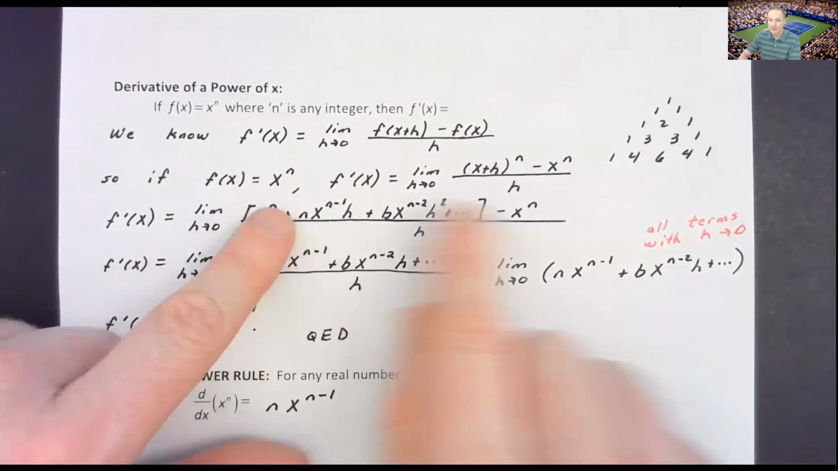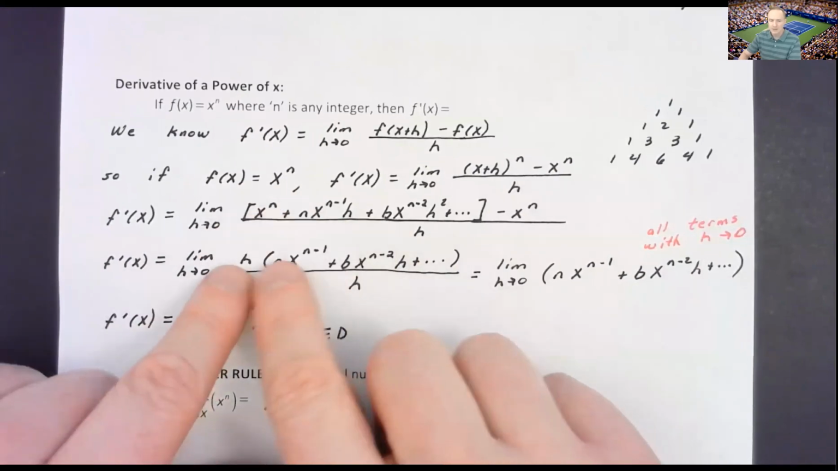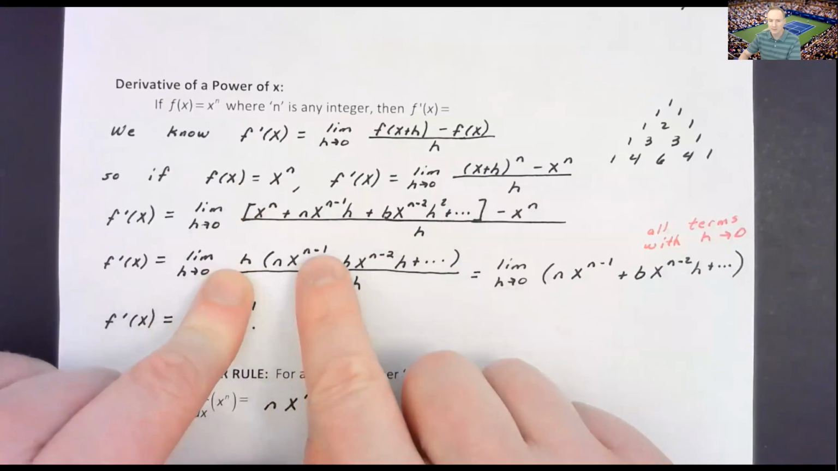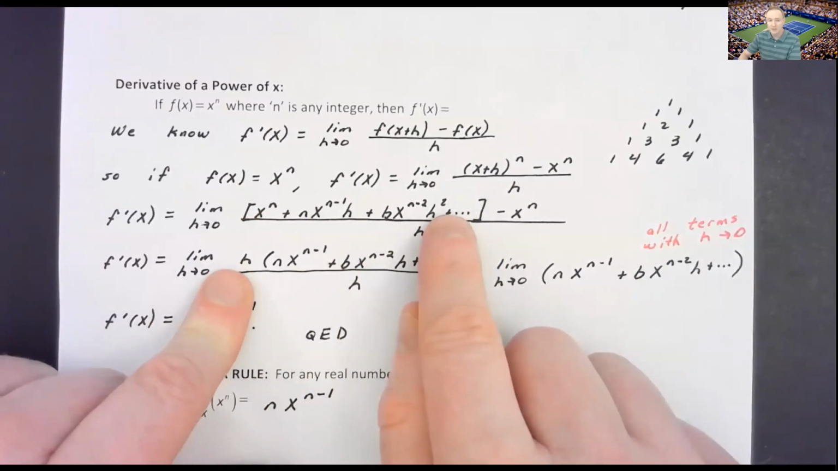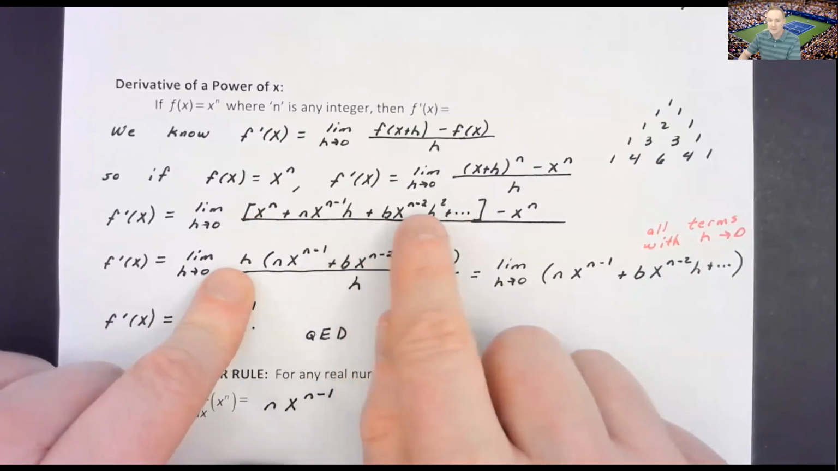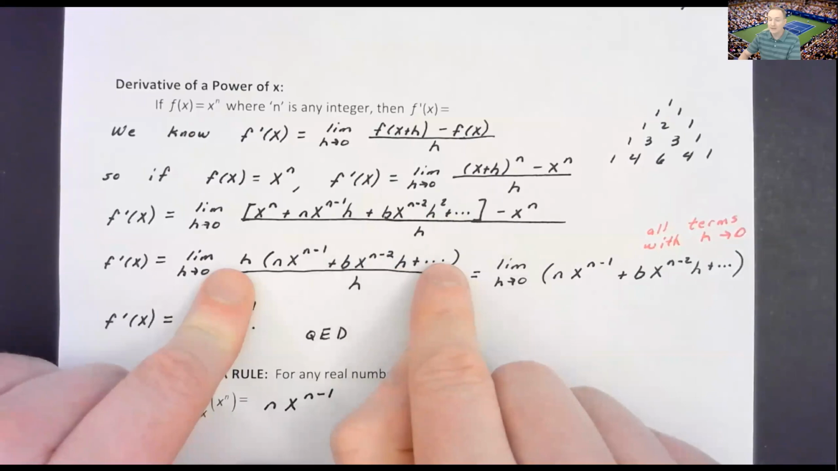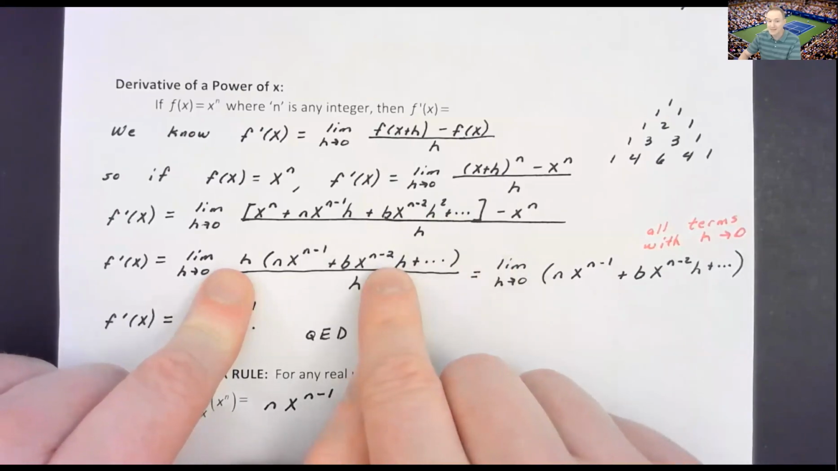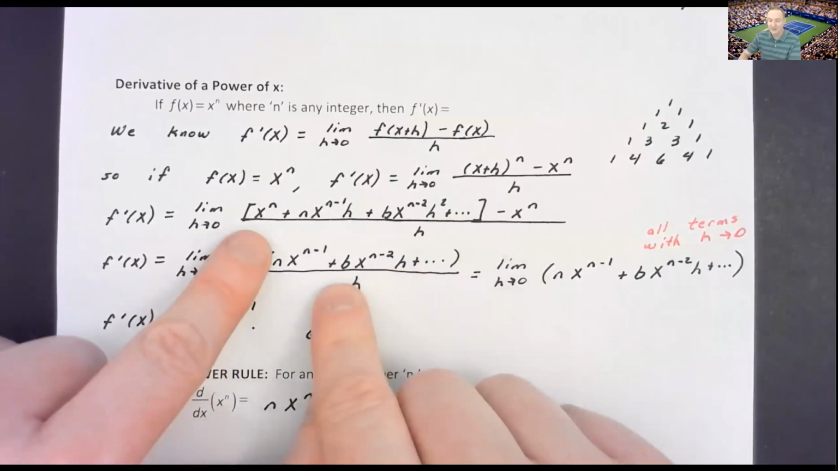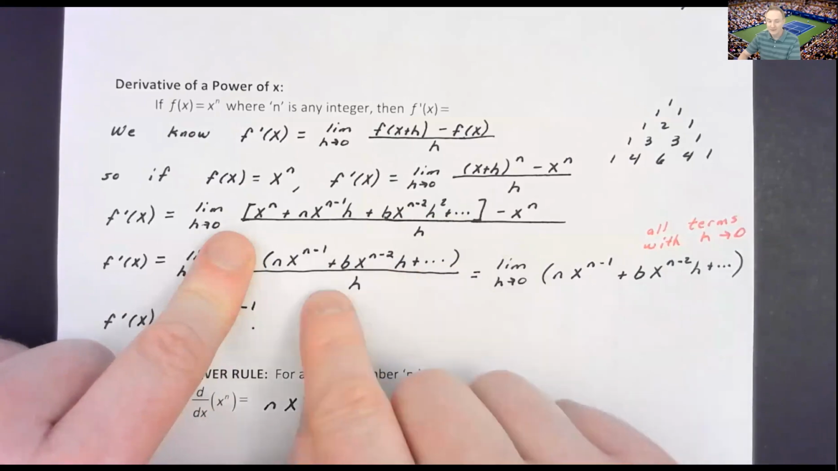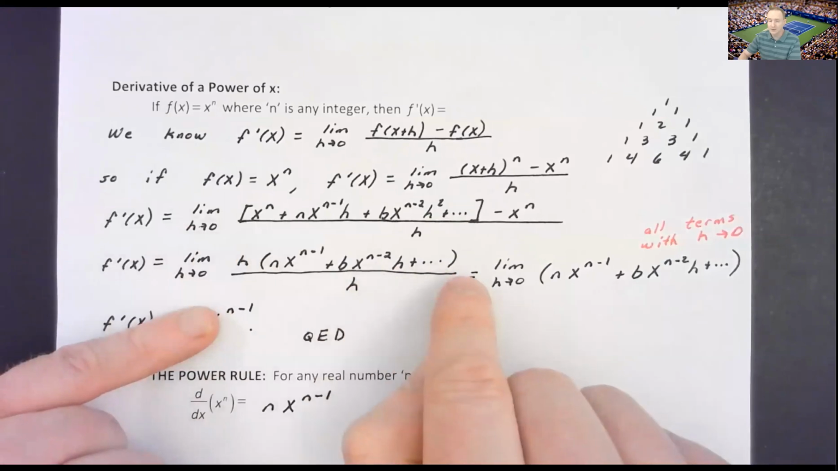Okay, so remember, first term canceled out. What happens to the second term? Well, if you factor out an h, it's going to become n times x to the n minus 1 power. Well, what happens to the next term? Well, if you factor out an h, it's going to become plus b times x to the n minus 2, h to the first. Now, why do I not put any other terms? And why actually do I not even need the second term? Because remember, after we cancel out the h in the denominator with this factor of h, then you're going to take the limit as h approaches 0.